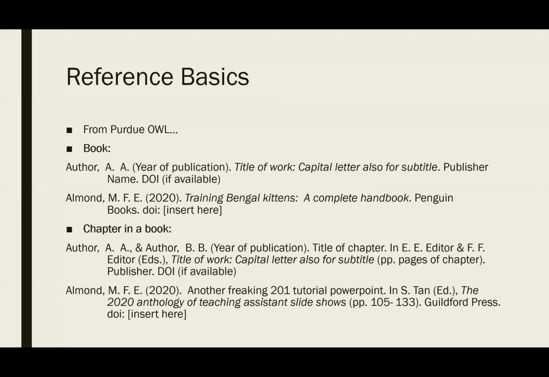If it's a chapter in a book, you would put the author or authors, similarly to all APA references, the year. You'd put the title of the chapter, not in italics, somewhat similar to a journal article, and then you say "In E. E. Editor and F. F. Editor", so the editors' names, with Eds. in brackets, the title of the work in italics, so that's the title of the actual book that the chapter is found in, and then the pages of the chapter, the publisher, and the DOI. So you can see that example on the slide there too.